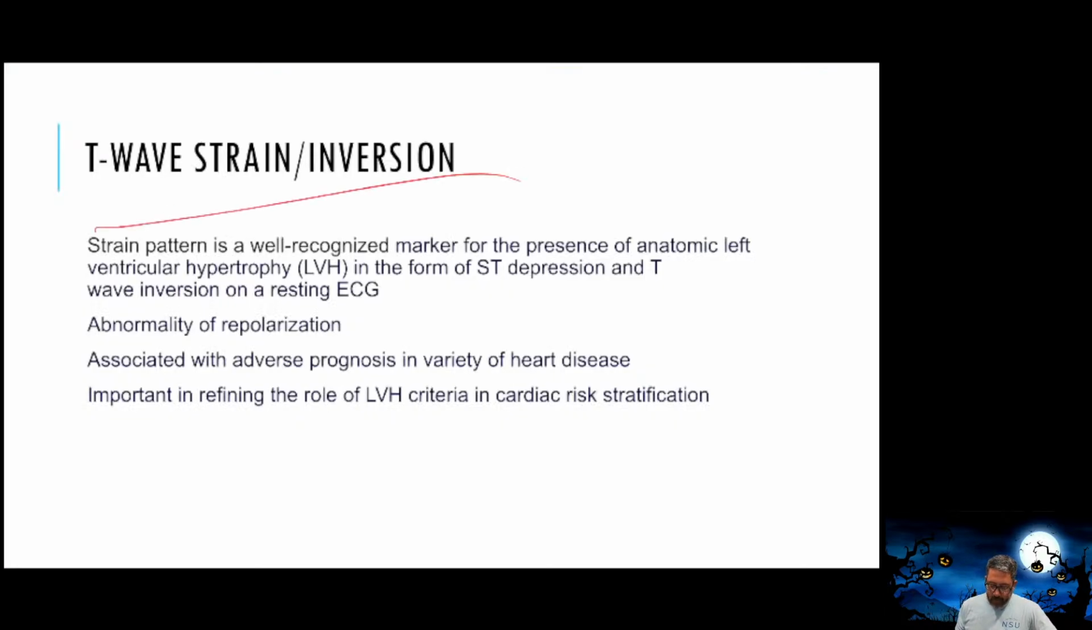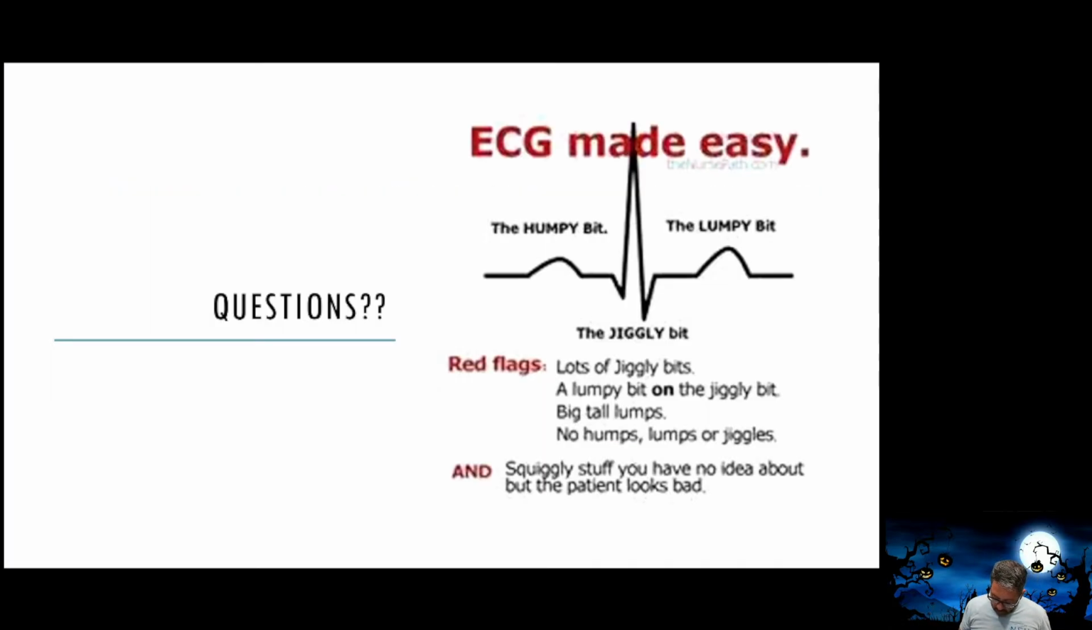T-wave strain and inversions, last thing that you may see with a lot of these LVHs, where with prolonged hypertrophy from all the blood pressure changes, they get T-wave strain. So the T-wave, which normally should be the same direction as the QRS complexes, is flipped, and that's T-wave strain. Okay.